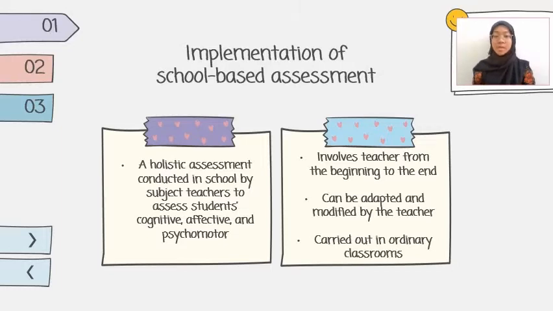School-based assessment is a holistic assessment system conducted in school by subject teachers to assess the students' cognitive, which is their intellect, the students' affective, their emotional and spiritual, and the students' psychomotor, which is their physical aspects, in line with Malaysia's national philosophy of education and the standards-based school curriculum.